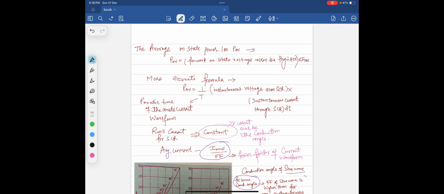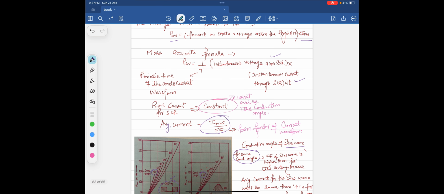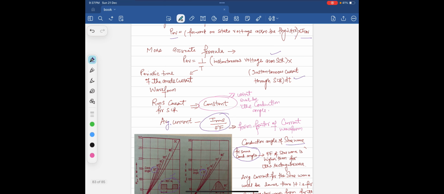If we calculate here, PAV is the average on-state power loss. Its formula is the forward on-state voltage across a thyristor times the average on-state current. More accurately, we can calculate it as 1 upon T times the integral of the instantaneous voltage across the SCR times the instantaneous current, where T is the periodic time of the anode current waveform. The RMS current for an SCR is constant, whatever the conduction angle.